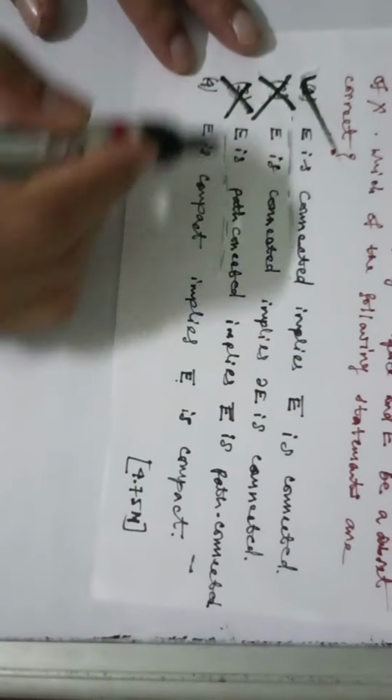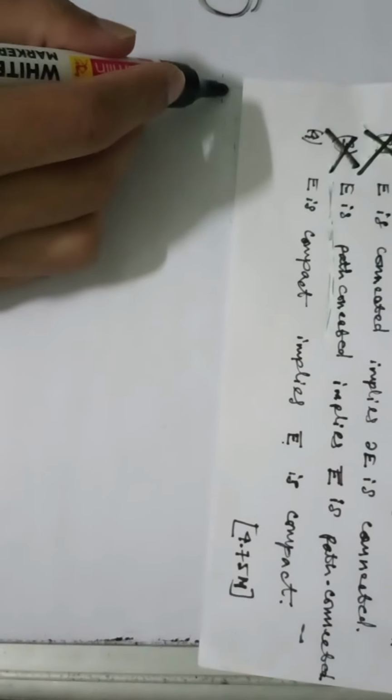So option 1 and option 3 are incorrect: E is path connected, but E bar is not path connected. Now the last option. It says if E is compact, then E bar is compact. It's very trivial. Take just a very simple example.